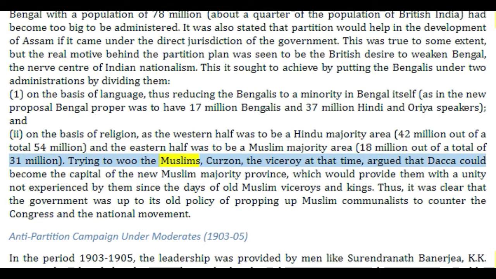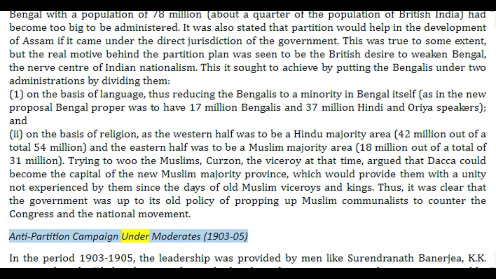Trying to woo the Muslims, Curzon, the viceroy at that time, argued that Dhaka could become the capital of the new Muslim majority province, which would provide them with a unity not experienced by them since the days of old Muslim viceroys and kings. Thus, it was clear that the government was up to its old policy of propping up Muslim communalists to counter the Congress and the national movement.